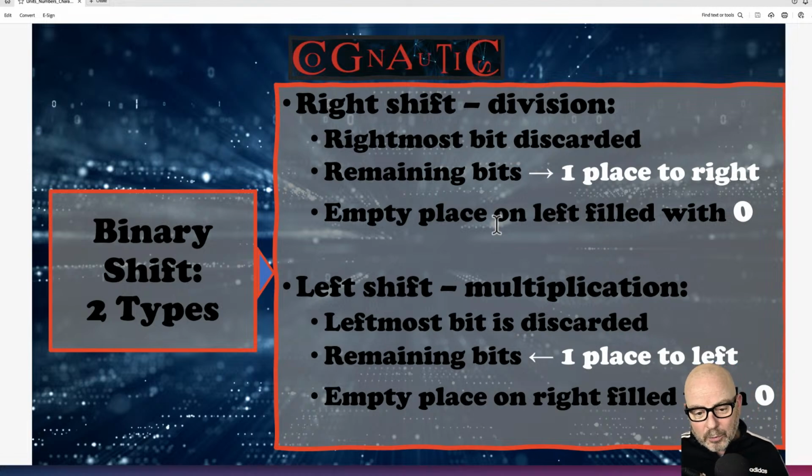Okay, so that's what you need to do. Right to divide, left to multiply. That's what you need to know. Good. I hope that makes sense.